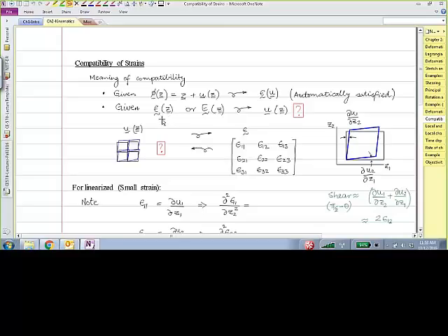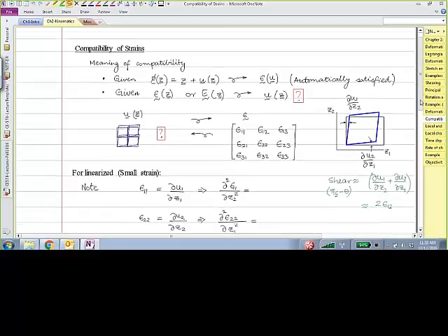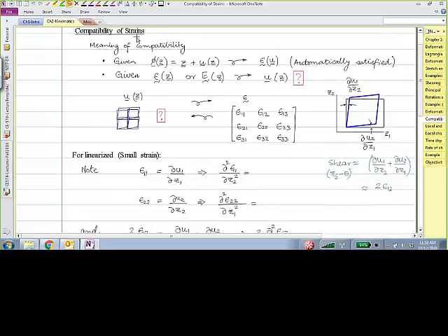And since these are measurements, there might be some errors in there. So the natural question is that given this strain field, can you tell me what the underlying displacement field is? And in order for that question to be answered, we must have compatibility of strains. We can find a displacement field if the strains are compatible.